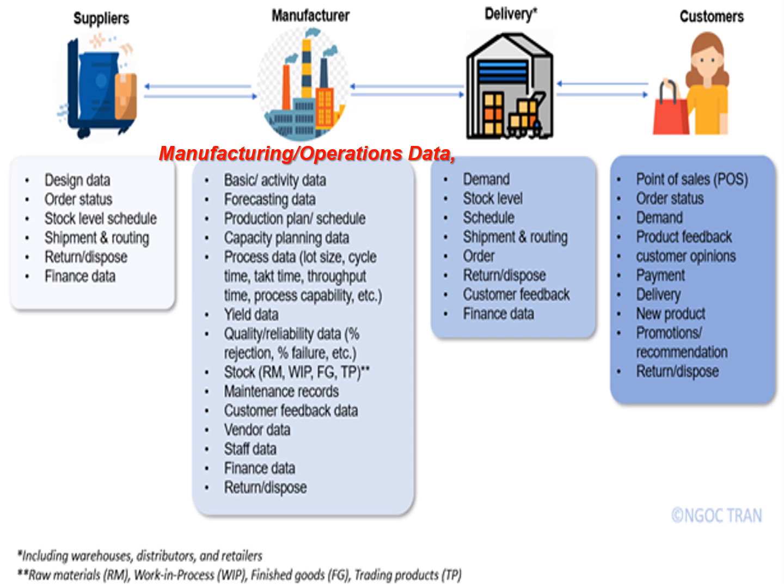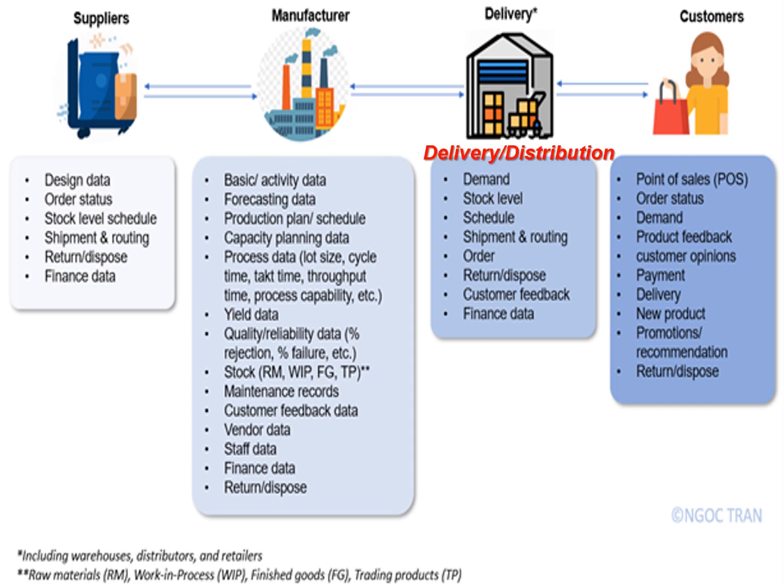The data related to manufacturing or operation is the basic activity data, forecasting data, production plan schedule, capacity planning data, process data, yield data, quality and reliability data, then stock, then maintenance records, then customers feedback data, vendors data, staff data, finance data, and finally return or dispose data.